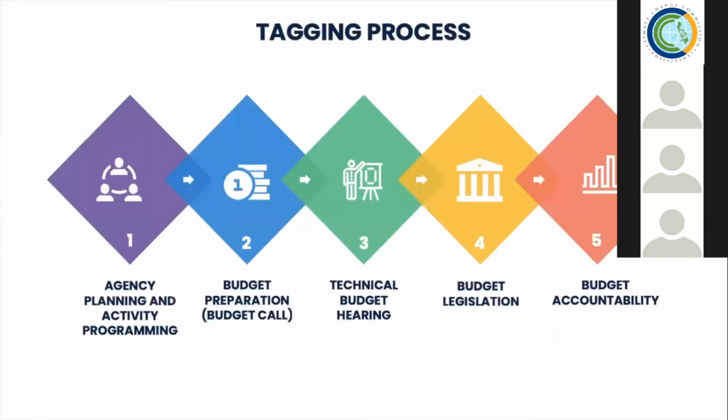The tagging process. The effectiveness of climate response requires integration of climate change issues across the planning and budgeting cycles, from developing policies to identifying and designing programs to funding and implementing the programs and monitoring and reporting progress. For the past years of implementing the climate budgeting, we have integrated it into the stages of the national budget cycle. First, in the budget preparation, the budget call and technical budget hearings, budget legislation, and budget accountability.